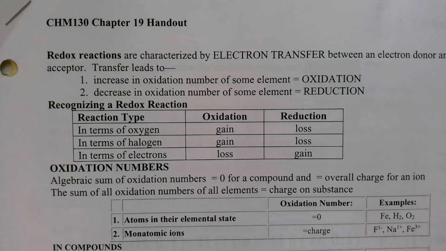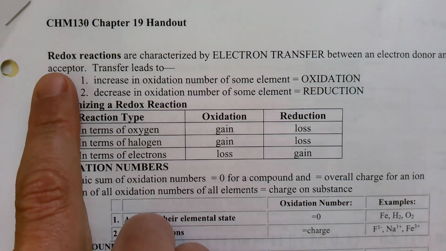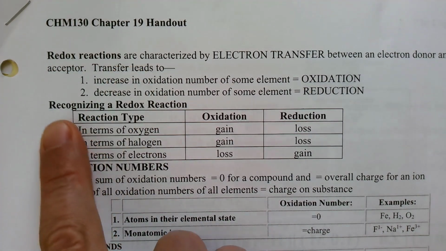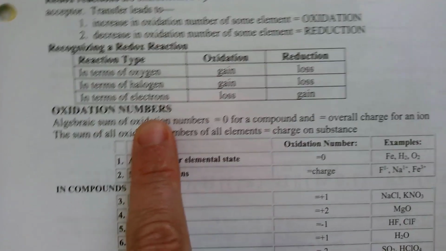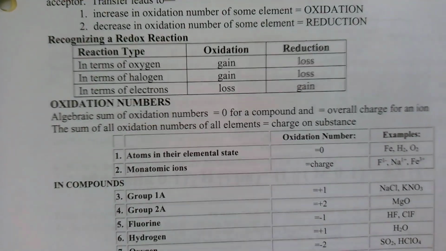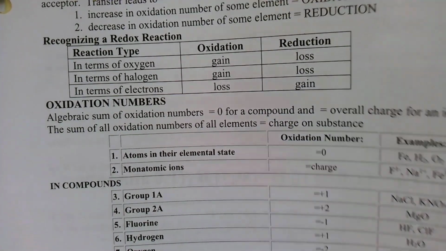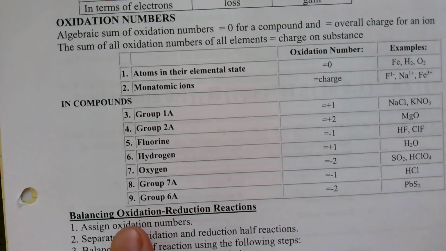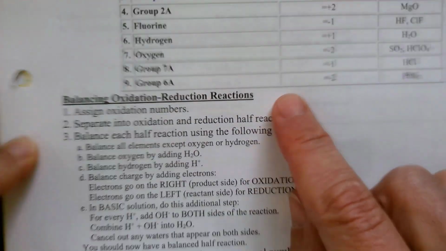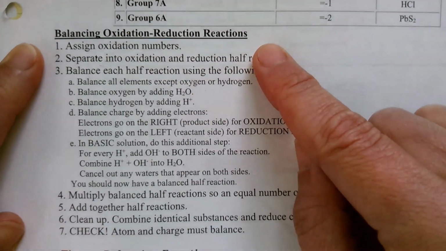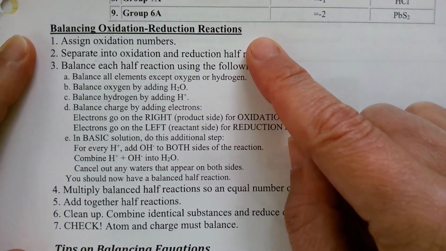For chapter 19, make sure that you check out this little cheat sheet guide all about redox reactions, how to recognize the redox reaction, how to assign oxidation numbers, and most importantly, balancing our oxidation reduction reactions. So these steps are going to be key when solving problems.